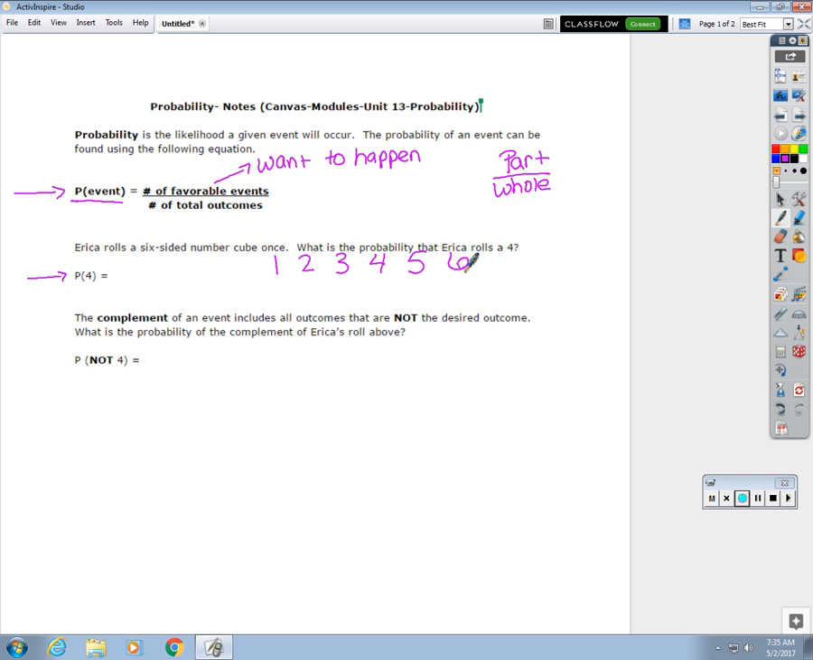And we want to know the probability that she's going to roll a 4. So I'm going to circle what we want her to roll. How many chances of rolling a 4 does she have? 1, because there's only one 4 on the whole die, over the total number of outcomes. 1, 2, 3, 4, 5, 6. So there are 6 total outcomes. So the probability that Erica will roll a 4 is a 1 out of 6 chance.